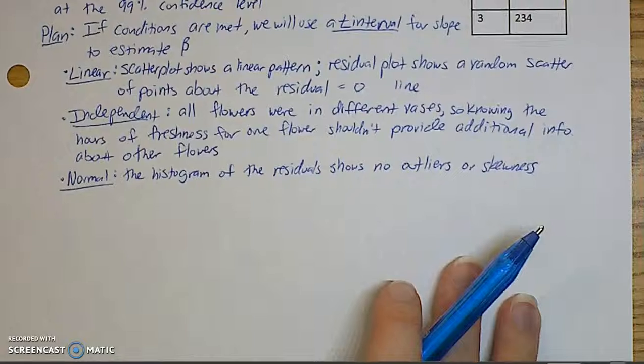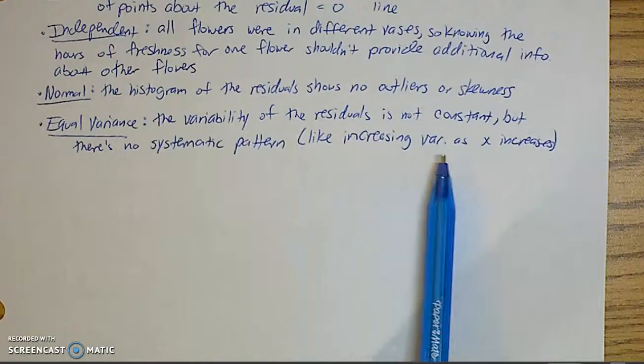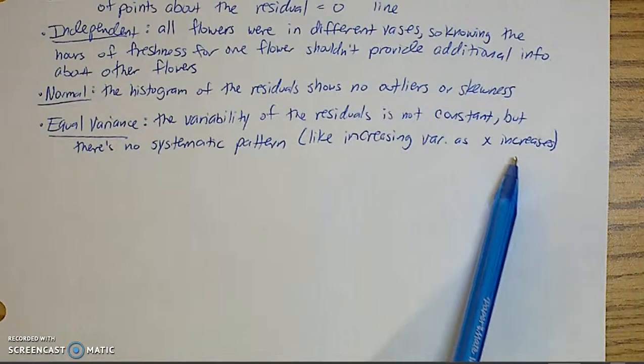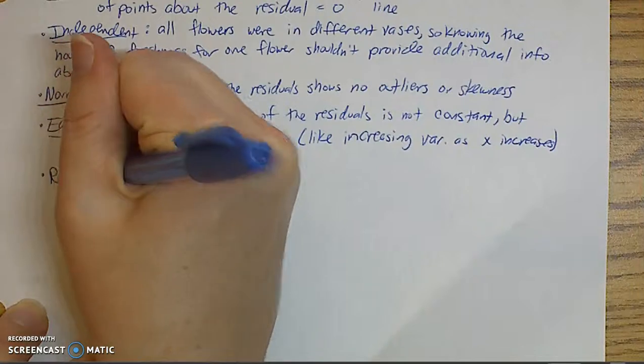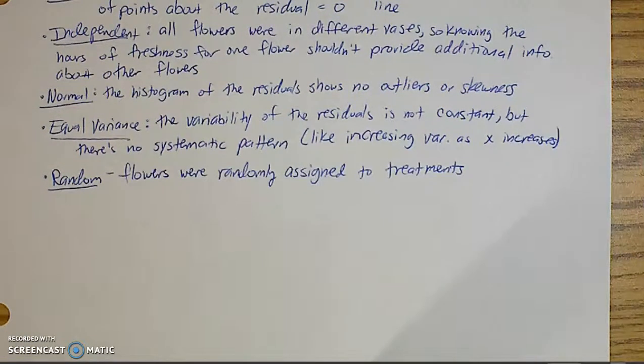So what we can say, in reference to our residual plot, the variability of the residuals is not constant, but there's no systematic pattern. For instance, like increasing variability as x increases. You don't need to write in this extra part, I'm just doing this now so you are aware of what I'm talking about. The last condition is random, probably the easiest one. Flowers were randomly assigned to the treatments, so that takes care of that condition. Our flowers were randomly assigned to treatments as well as the flowers being randomly chosen at the grocery store, so we are fulfilling the random condition all around.